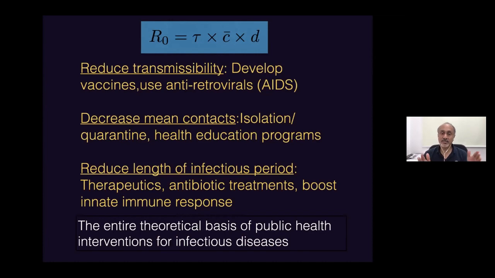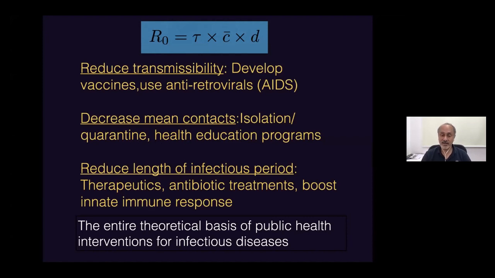You can reduce transmissibility by developing vaccines and by using antiretrovirals to reduce the amount of viral load inside your body. And this is a strategy for AIDS. You can decrease the mean contact through isolation, quarantines, health education programs, lockdowns, etc. Just reduce the number of people contacting each other in a given unit of time. Reducing the length of the infectious period, through therapeutics, antibiotics, boosting immunity, etc., will all help you recover faster. Indeed, vaccines also help you recover faster, even if you happen to be infected mildly with the disease after you're vaccinated.